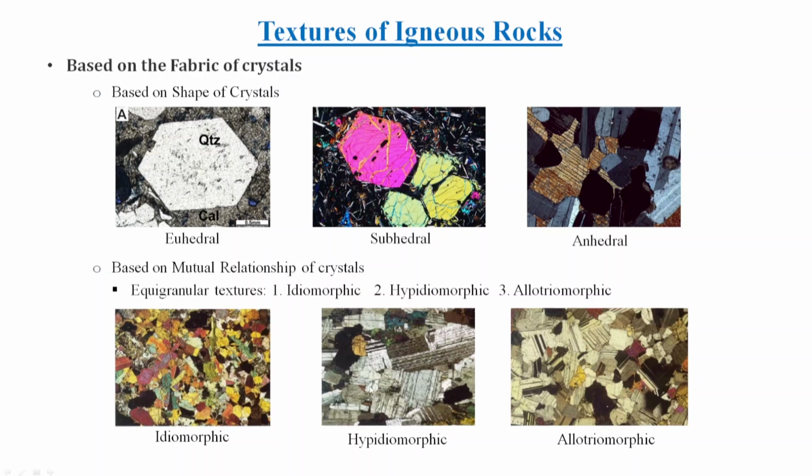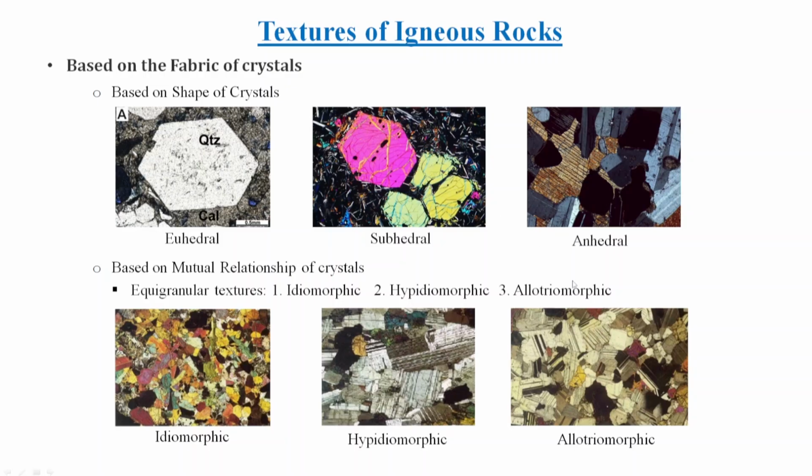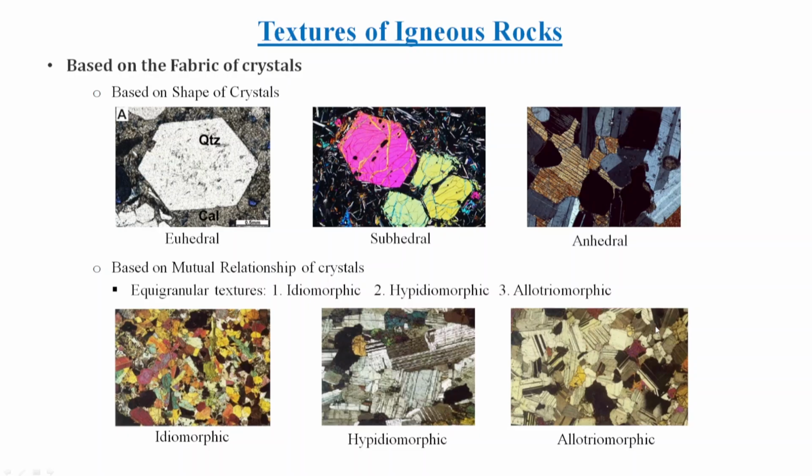are euhedral in nature. Similarly, for hypidiomorphic, if the minerals have a shared grain boundary, but the individual mineral is having a subhedral shape, then I can consider it under hypidiomorphic texture. And also allotriomorphic, when the mineral grains which are sharing some similar grain boundary are all anhedral in nature. So, I can group it under allotriomorphic texture.